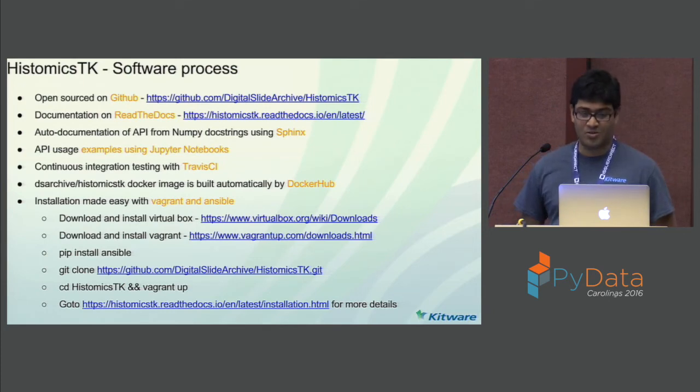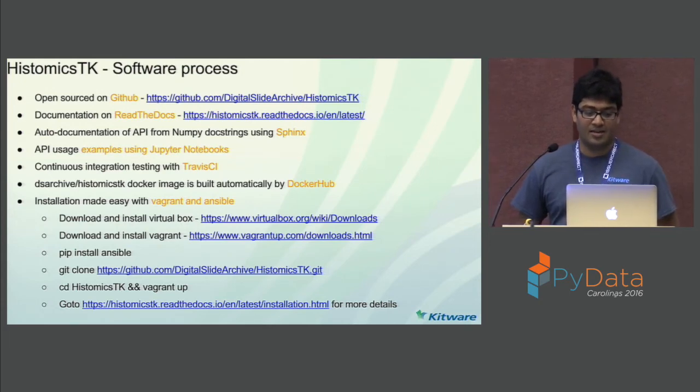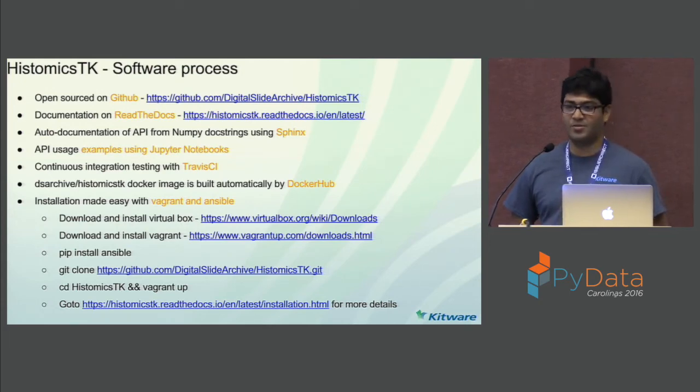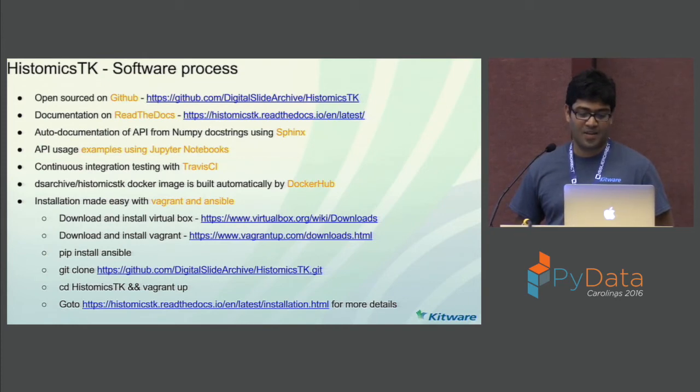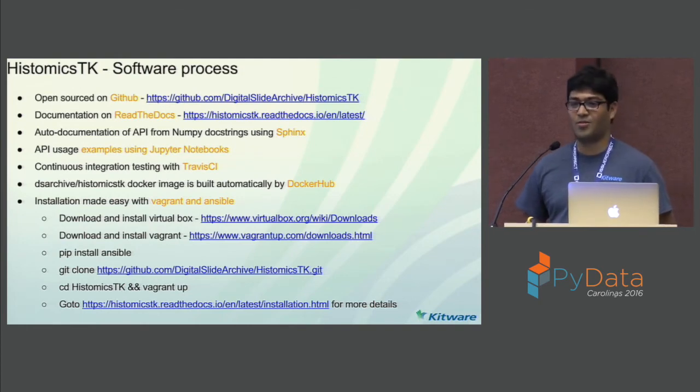We use Sphinx to automatically generate API documentation from the doc strings inside the functions. And there are some usage examples using Jupyter notebooks on Read the Docs. And we use Travis CI for continuous integration. And we use Vagrant and Ansible to ease the installation process. You can go to Read the Docs for more details.